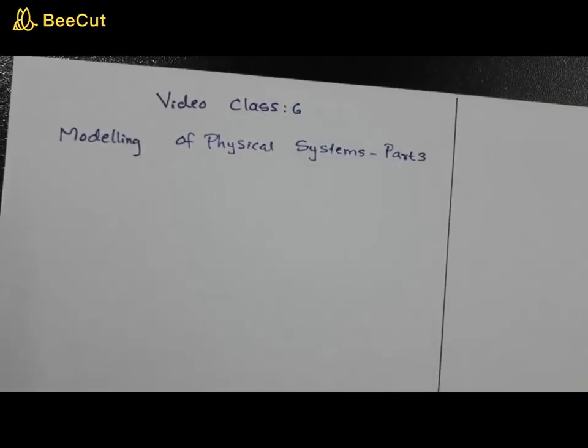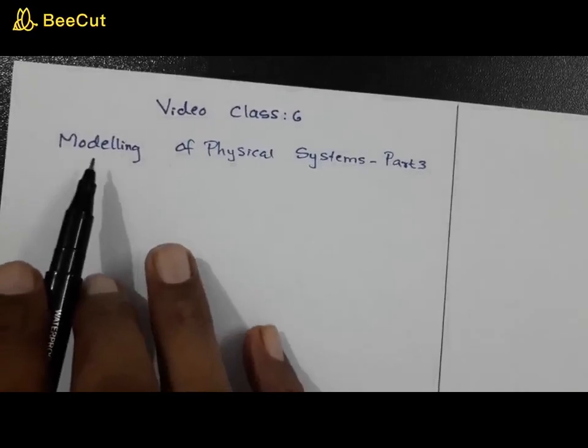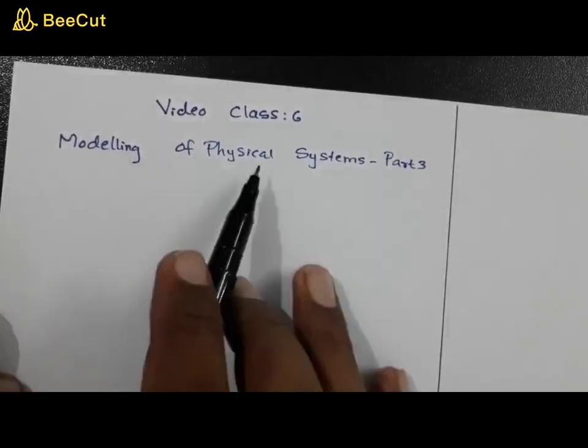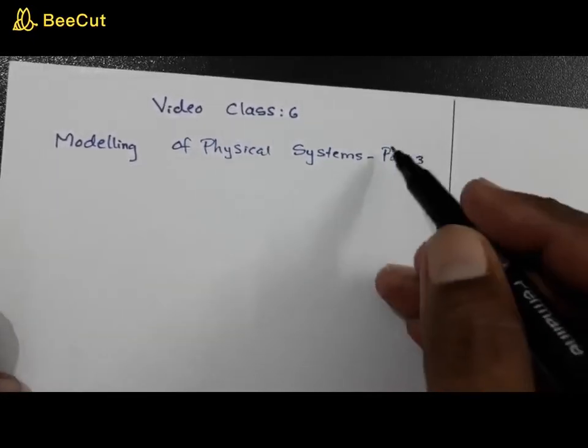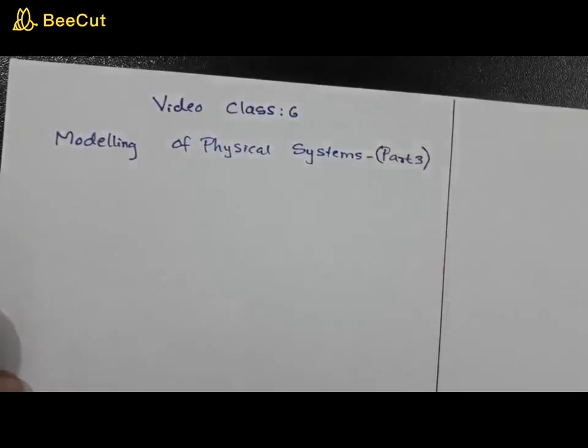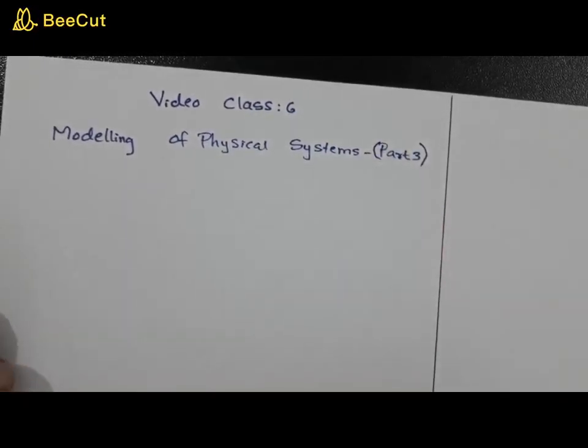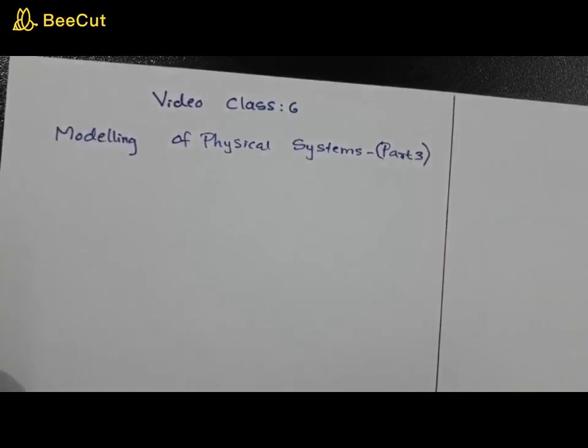Okay, welcome to video class 6, and in this video also we'll be dealing with the topic modeling of physical systems part 3. I'm going to do one more problem under electrical systems. Under the physical systems, as I already mentioned, there are two types which you need to study, that is the electrical system and mechanical system.